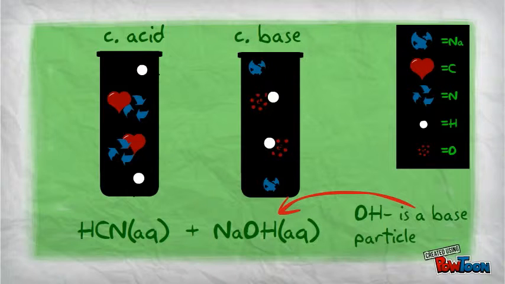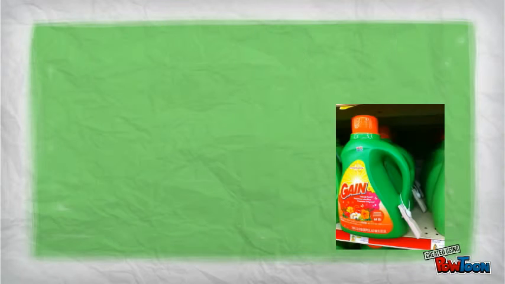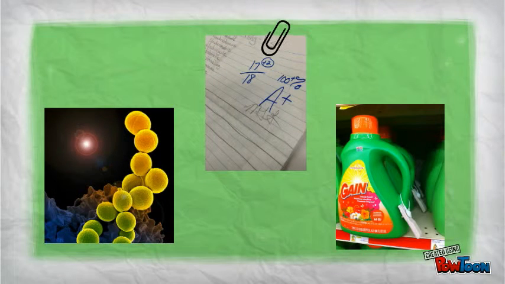Hydrocyanic acid is thought to be one of the first types of acid to spark life, preceding amino acids. Sodium hydroxide can be used in the process of manufacturing paper and detergent.